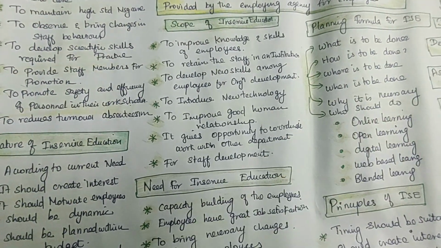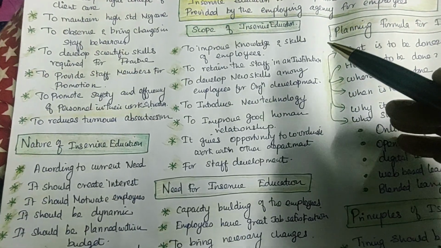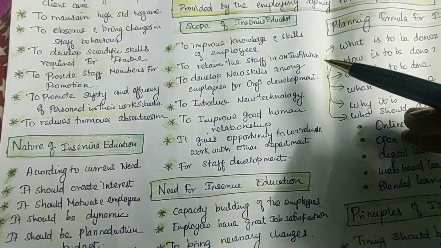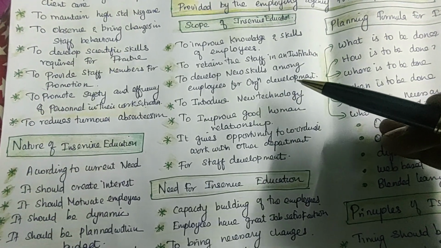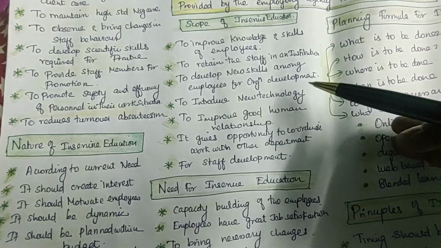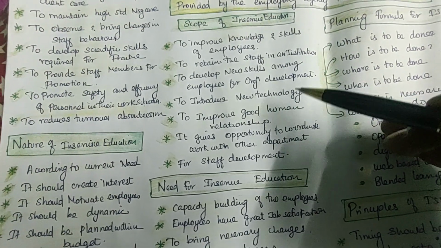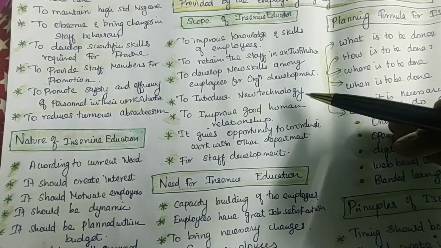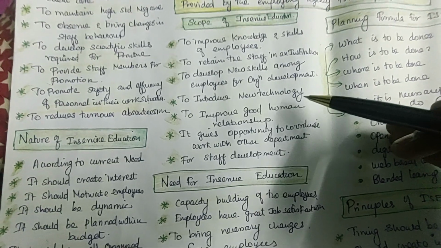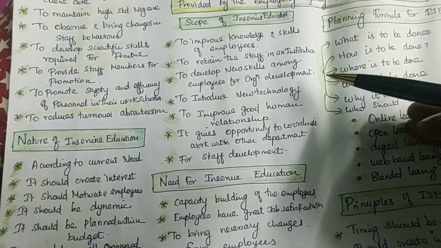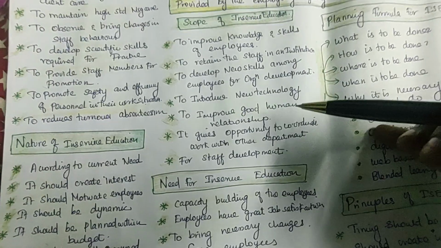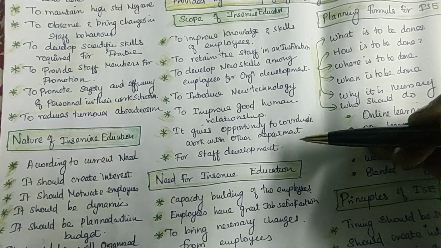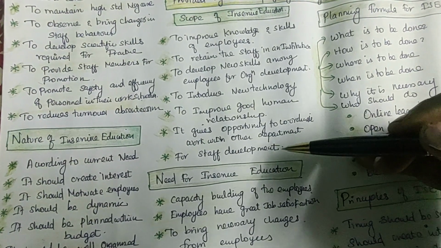If you do all these things, what is the scope or the uses of in-service education? Putting in the money and the energy to improve the knowledge and the skills of the employees, to retain the staff in the institution for a longer time, and to develop new skills among the employees for organizational development. If they develop the new skill, it's good for the organization. It is also to introduce new technologies. For example, if the hospital is introducing robotic heart surgery, the nurse should know how to assist the doctor who is operating the robot, and to improve good human relationships. It also gives an opportunity to coordinate with the other departmental staff, and also for staff development.